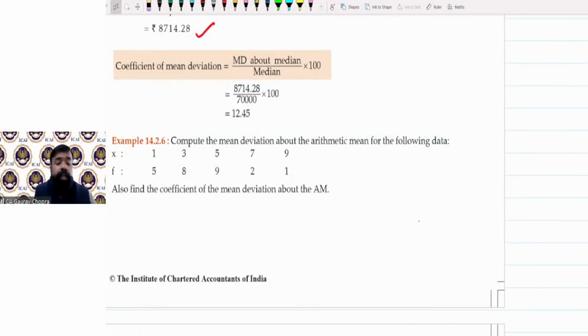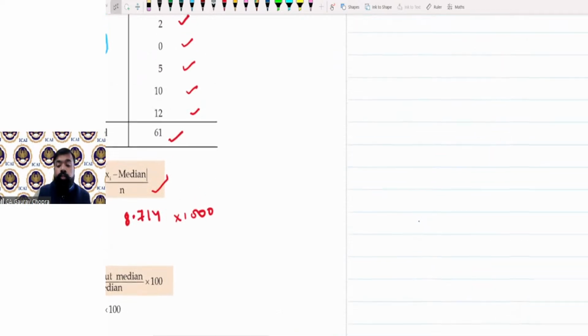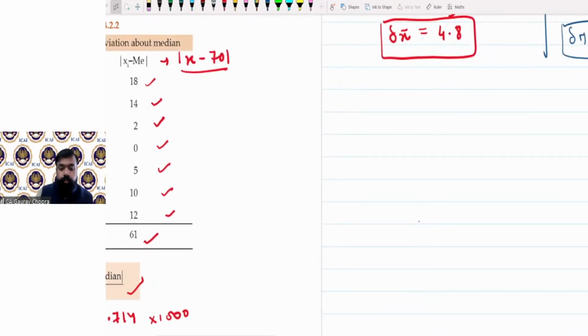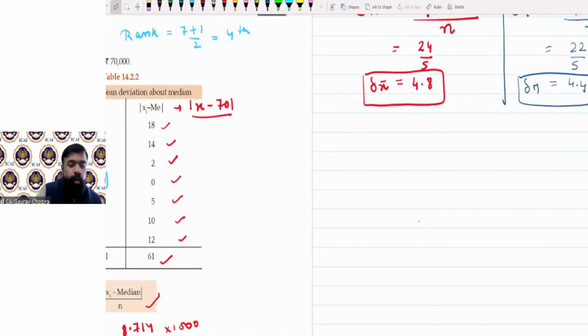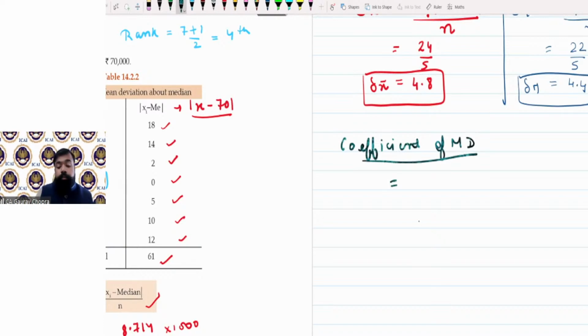So welcome back, guys. Now we have to see the formula for coefficient of mean deviation. So how do we calculate the coefficient of mean deviation? Let us write the formula for coefficient. It says mean deviation upon central value multiplied by 100.